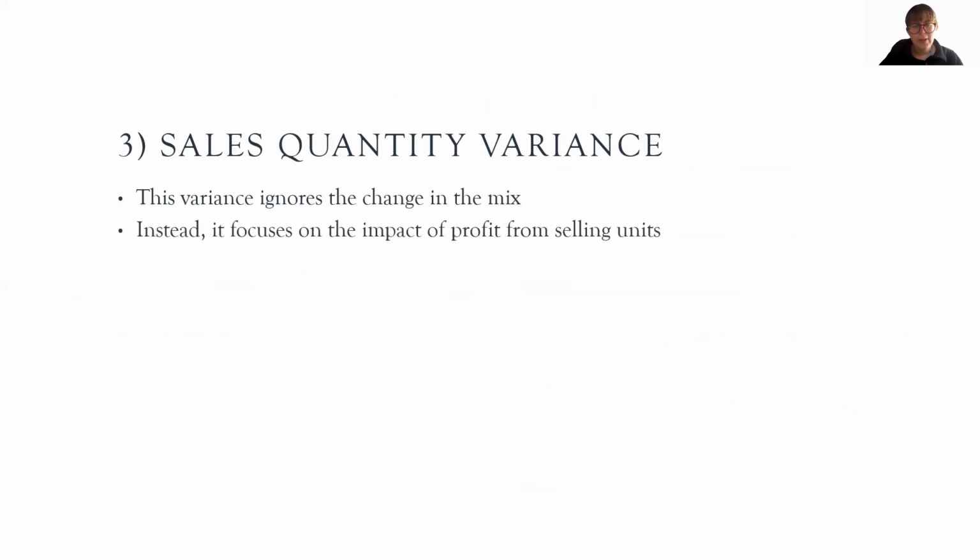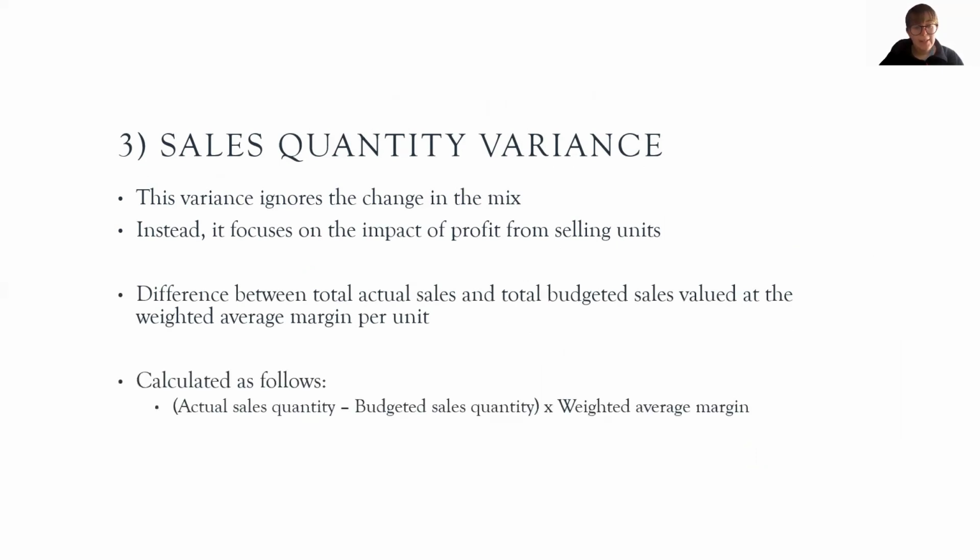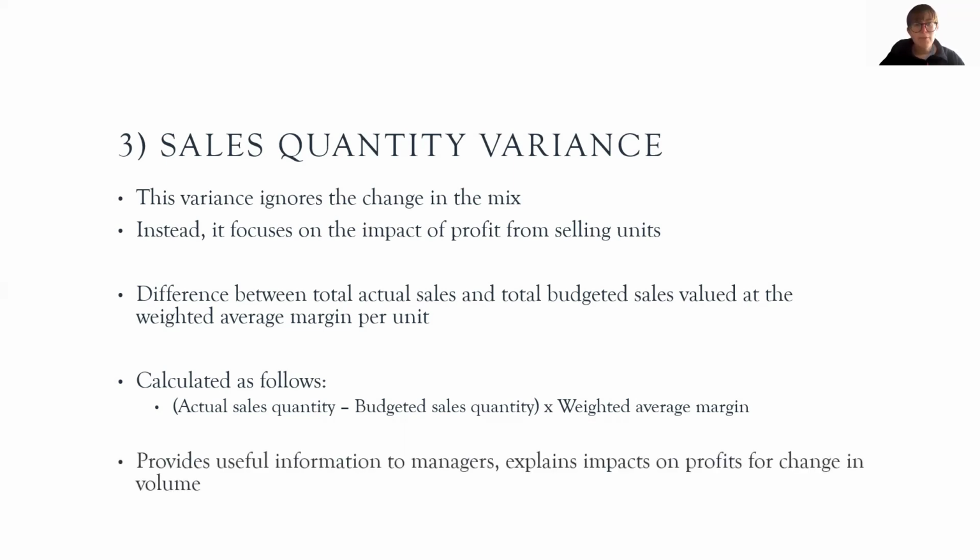Part 3 then is to do your sales quantity variance. So this variance is going to ignore any change within the mix. Instead, it is going to focus on the impact of profit from actually selling the units. It is the difference between our actual sales and our total budgeted sales valued at the weighted average margin per unit. We can calculate it by doing our actual sales quantity less our budgeted sales quantity and then multiplying that by our weighted average margin. Essentially, this provides very useful information to managers because it explains any impact on profit for change in volume.